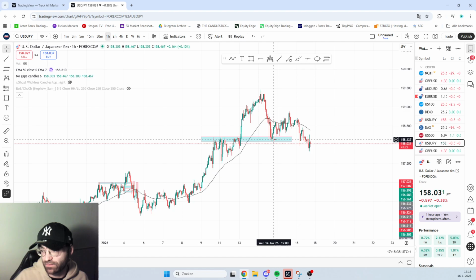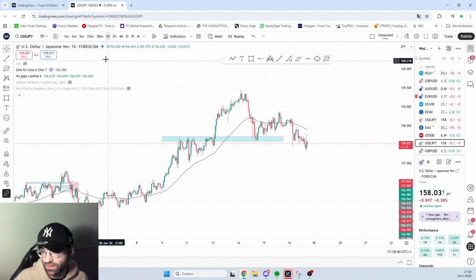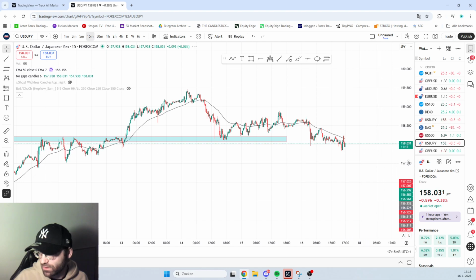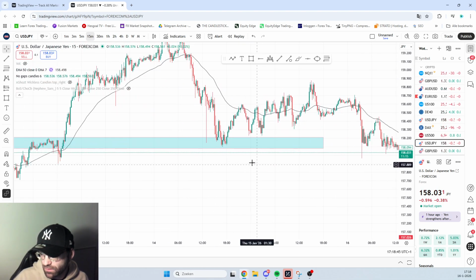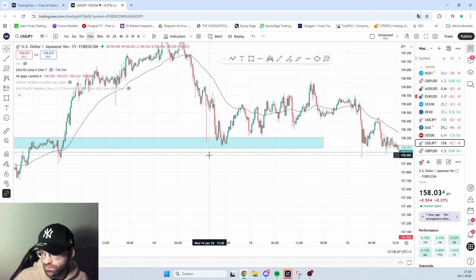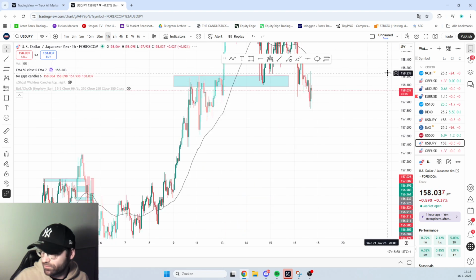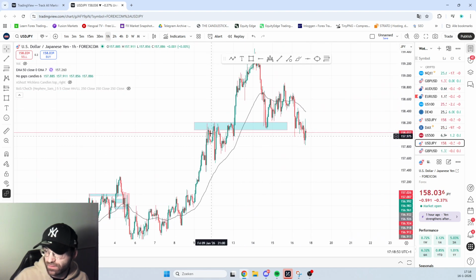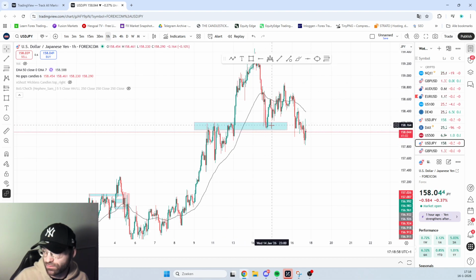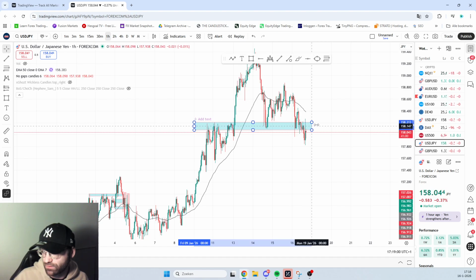So you could have entered off here after this rejection candle. You can even go for the lower time frame, wait for a shift of structure or an engulfing candlestick or whatever. I prefer dojis, but yeah, here it acts as resistance, resistance, resistance, resistance, breaks through, acts as support, and you can look for those sort of trades.